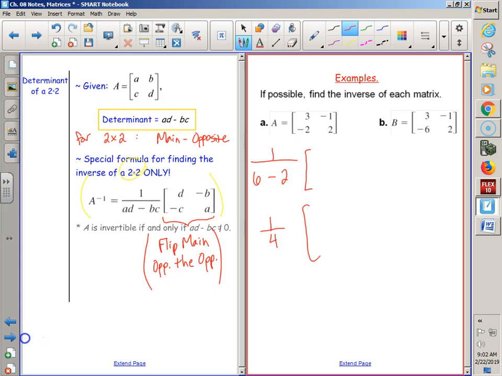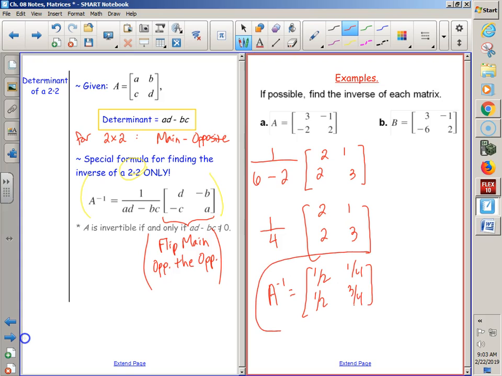But don't you also have to flip the main in this formula? So the 2 goes up, the 3 goes down, opposite the opposite, so a positive 2 and a positive 1. So then we go ahead and have that matrix. Wait a minute, so does the inverse exist on letter A? Yes. Why? Because there's an answer. Oh. And the inverse is 1/2, 1/4, 1/2, 3/4.